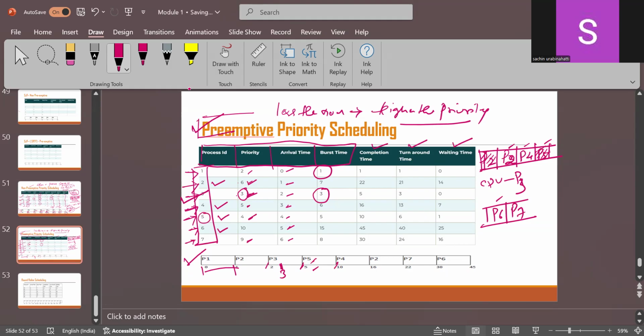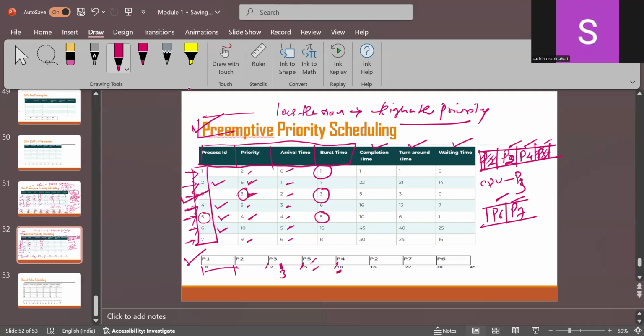So what is P5's burst time? P5's burst time is 5. It has started at the 5th unit of time, so 5 plus 5 is 10. It will complete at the 10th unit of time. When it completes at the 10th unit of time, you need to go back to the queue. Which are the processes in the queue? P2, P4, P6, and P7. Out of P2, P4, P6, P7, which is that process which is having the lowest number?